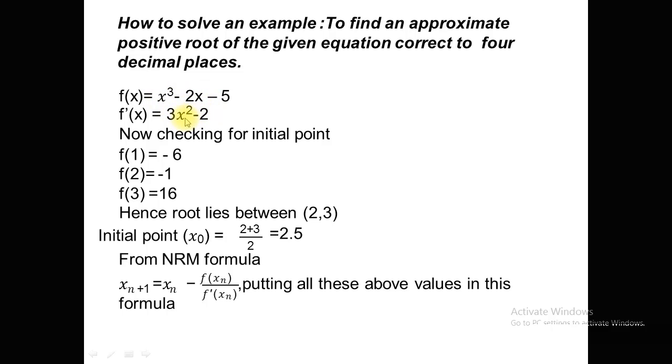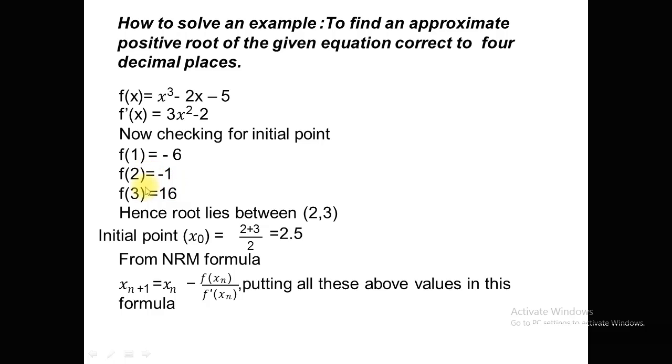In the previous slide I told you that first of all, take any two values and check the sign of the function at these values. For example, putting x = 1 in this expression, we get f(1) = -6. Now consider x = 2. Then putting x = 2 in this equation, we get -1. And at x = 3, we get 16.